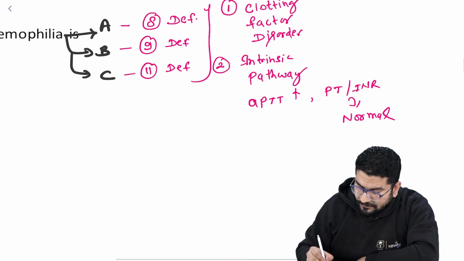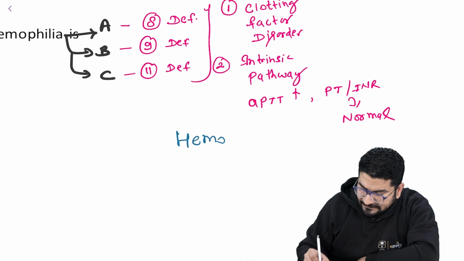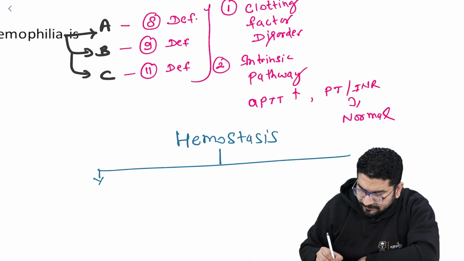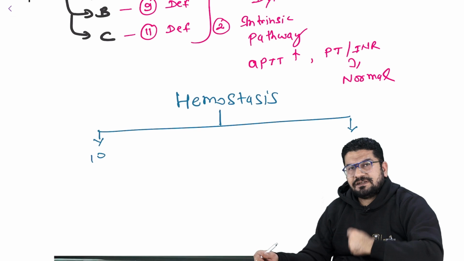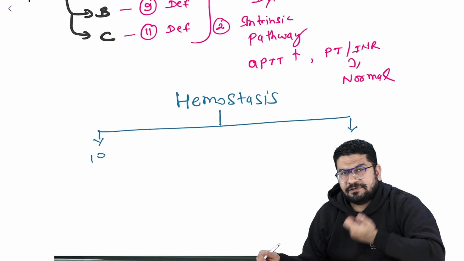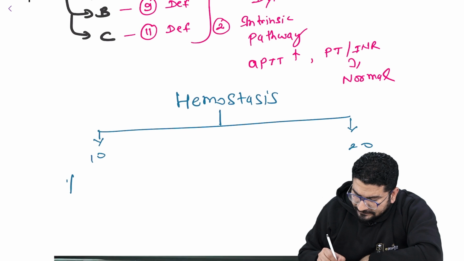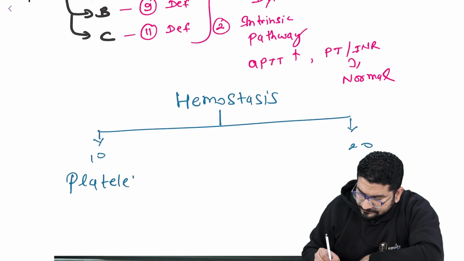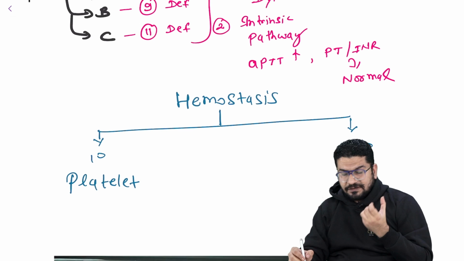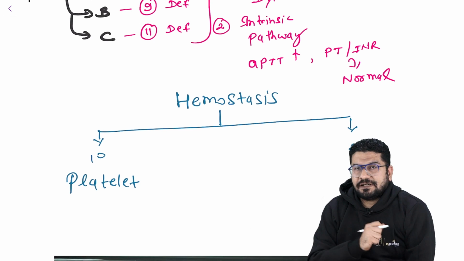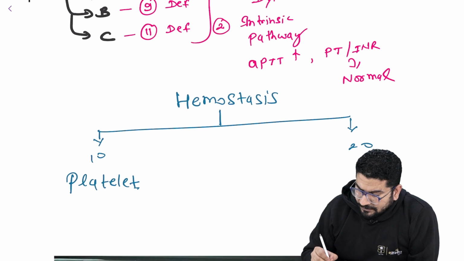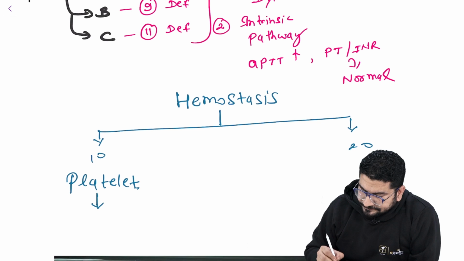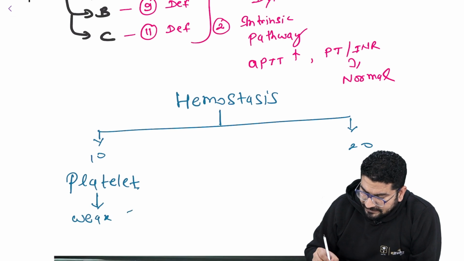So if you talk about hemostasis, we can divide hemostasis disorders into disorders of primary hemostasis and secondary hemostasis. Primary hemostasis means whenever there is a bleeding, the first cell that will try to stop the bleed is the platelet. So primary hemostasis is done by platelets. Whenever there is a bleeding, first platelets will come and try to stop the bleed. That is called primary hemostasis. They will form a weak platelet plug.